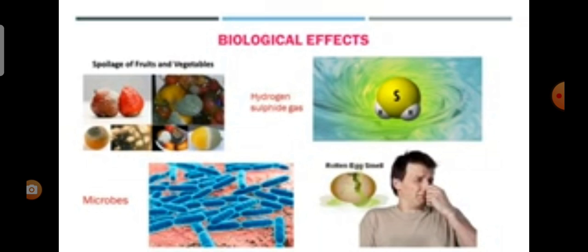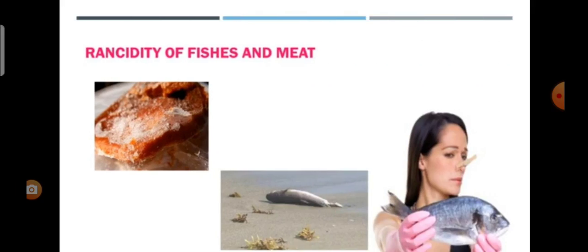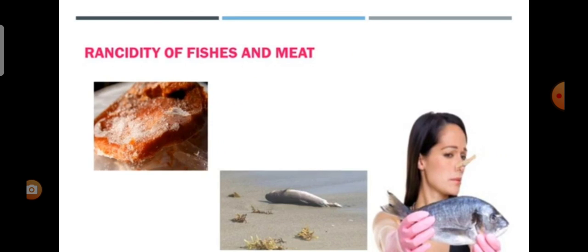For example, rotten eggs develop a bad smell due to formation of hydrogen sulfide gas, decaying of vegetables and fruits due to microbes, rancidity of fishes and meat. Fishes and meat containing high levels of polyunsaturated fatty acids undergo oxidation. It causes bad odor when exposed to air or light. This process is called rancidity.